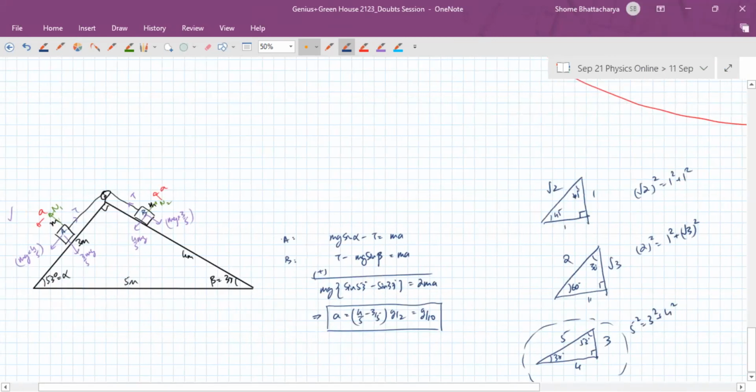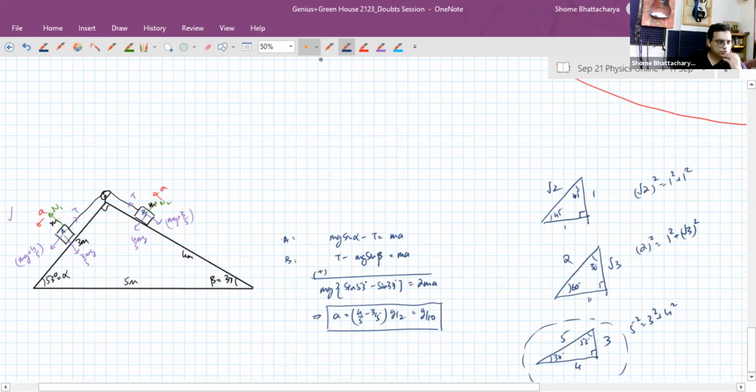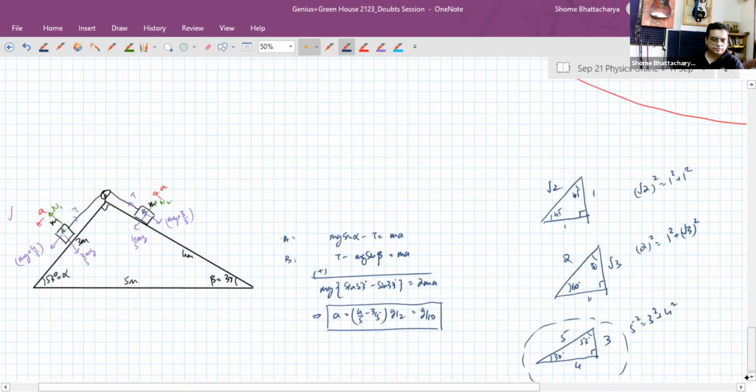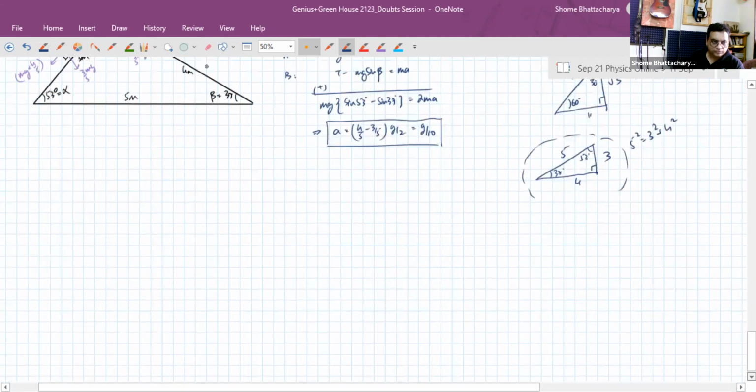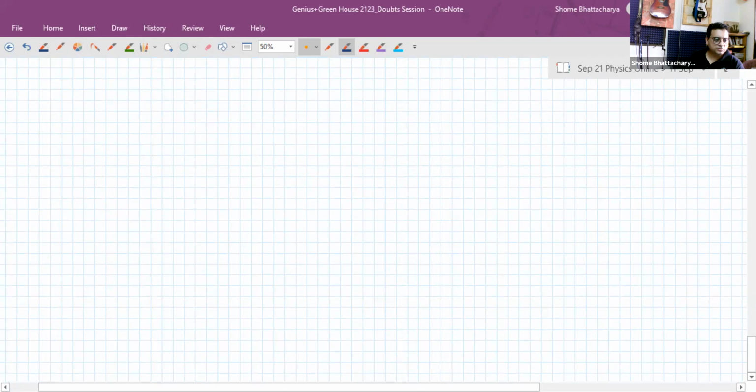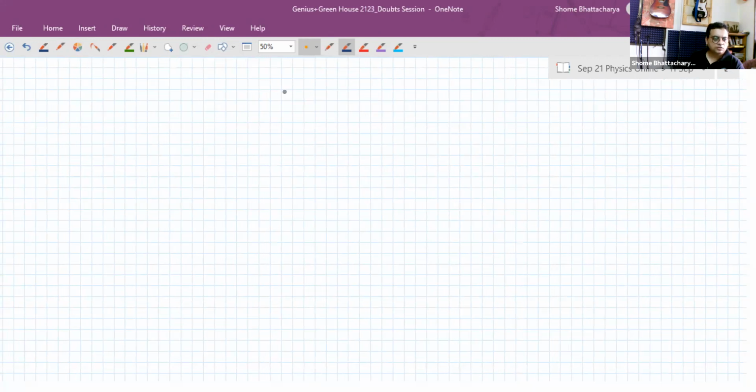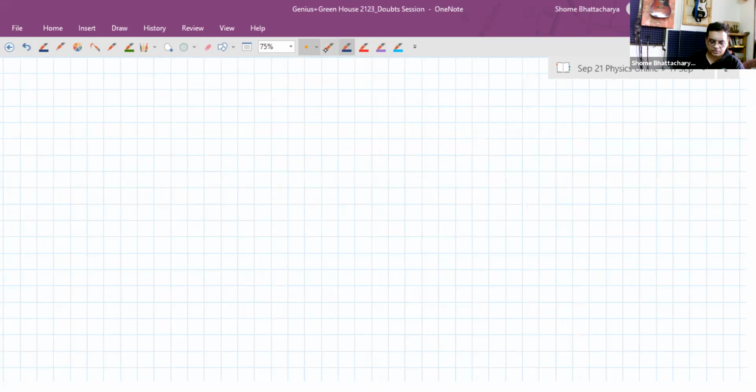So that is done. Now next, what we're doing is question 34. Okay, 31 also. Let's quickly go through 31. In 31, you have to use a constraint relation because there's a system of pulleys. There's a combination of pulleys you can see. So we'll have to use a constraint relation.